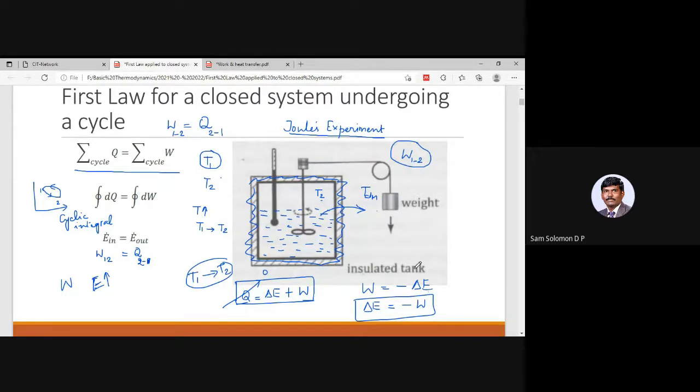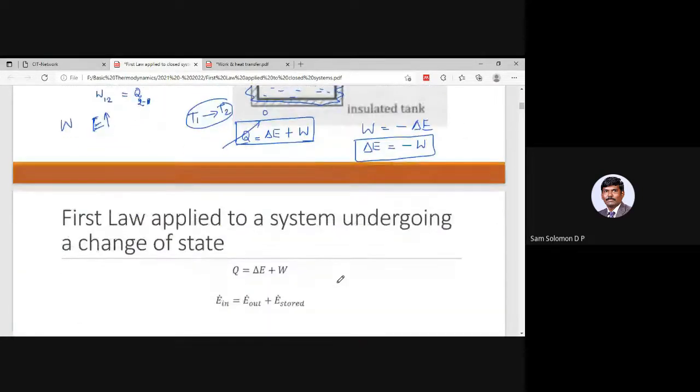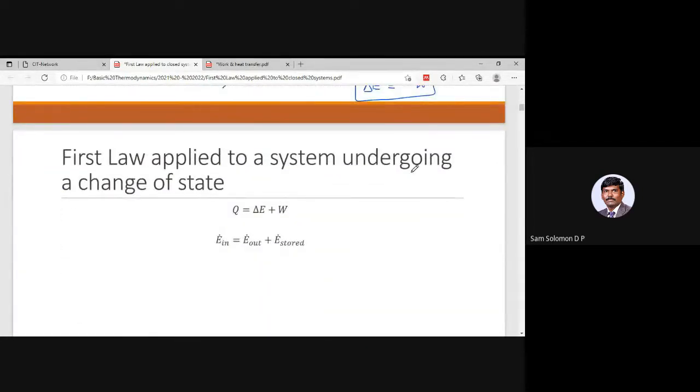In a general sense, we can say Q equal to delta E plus W. That is what we have when the first law is applied to a system undergoing a change of state. The change of state happens only in a process. So first law applied to a system undergoing a process, Q is delta E plus W. And this delta E is with reference to the energy balance. Whatever energy that you are giving in should be equal to the energy that is going out plus the energy that is being stored.